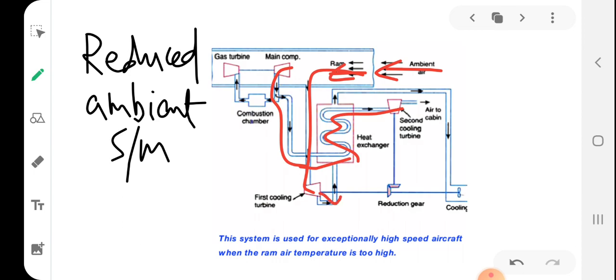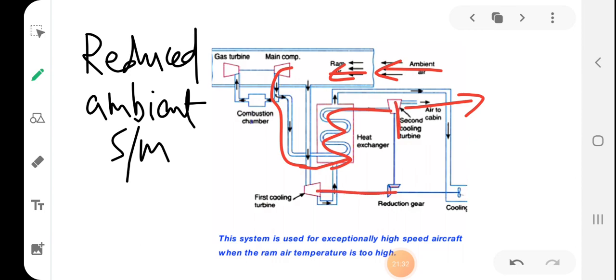Okay, so cooling takes place from here to here. The air gets cooled by rejecting heat to the rammed air which has passed through the first cooling turbine, so more heat can be rejected. Even better rejection of heat takes place. Now this cooled air passes through the second cooling turbine, so that it expands to the cabin pressure and the temperature reaches the required level, and this cooled air passes through the cabin. Note that the first cooling turbine and second cooling turbine are connected with the reducing air, hence it is known as the reduced ambient system.